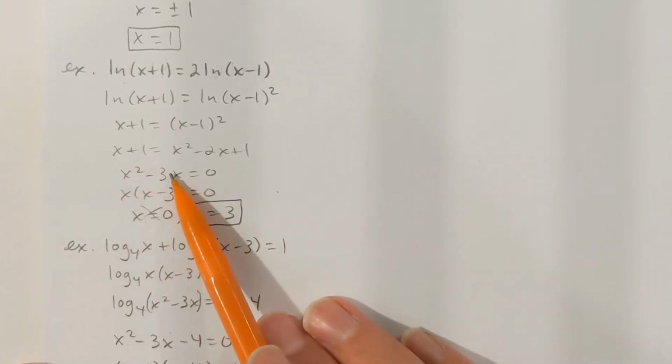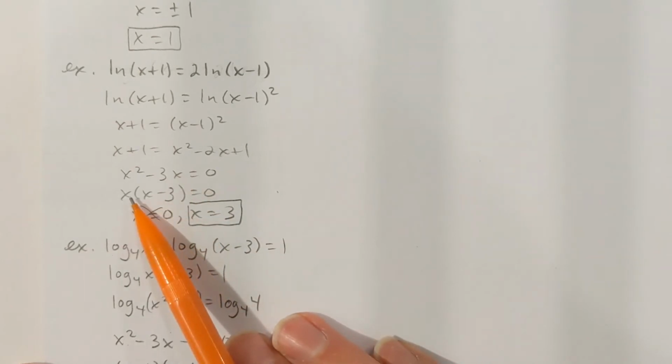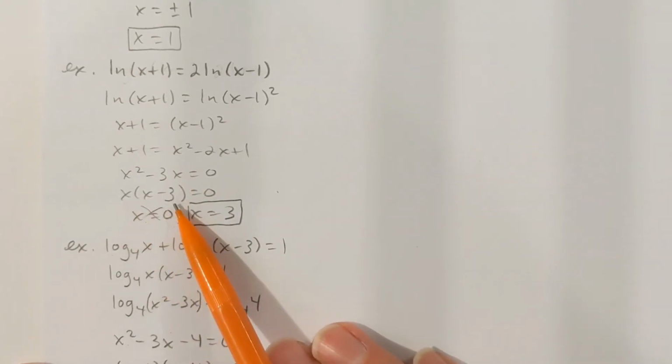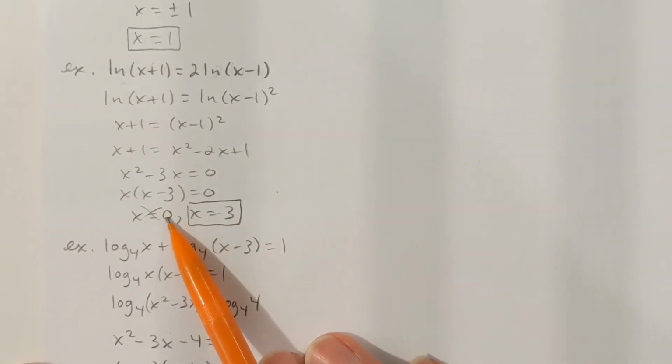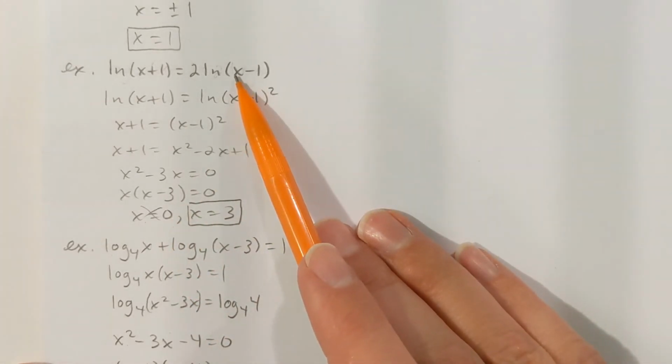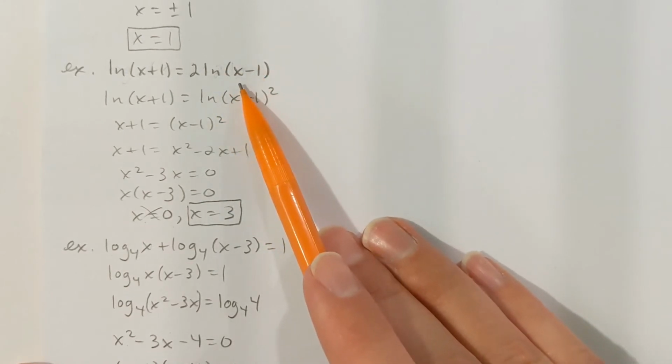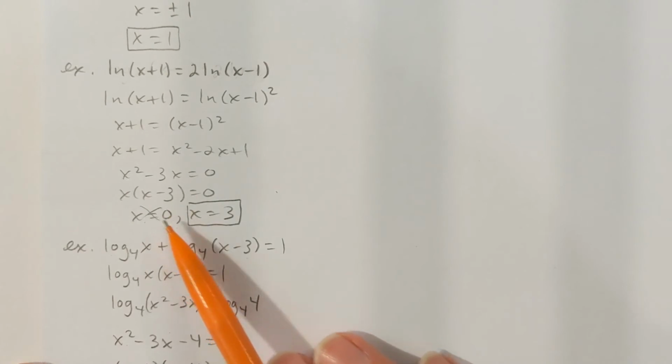And x is in common to these two terms. You can factor that out. Set the factors equal to 0, and you'll have x equals 0 or x equals 3. Be sure to check those. 0 is not going to work because if I plug that into the original here, you can't take log of a negative, so throw that number away.